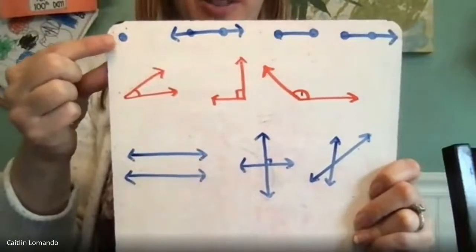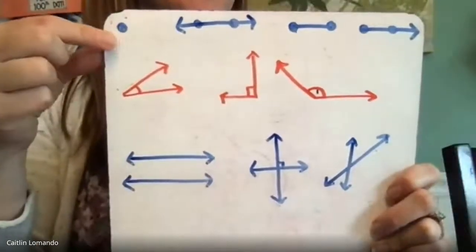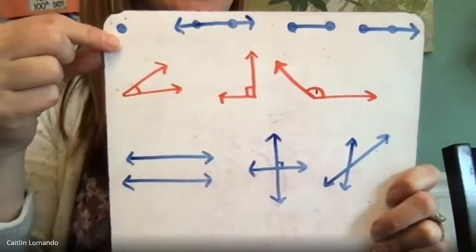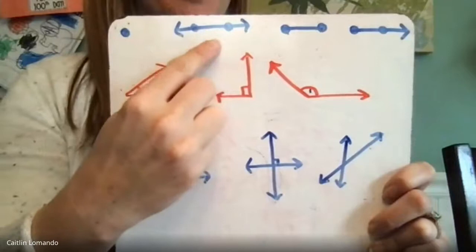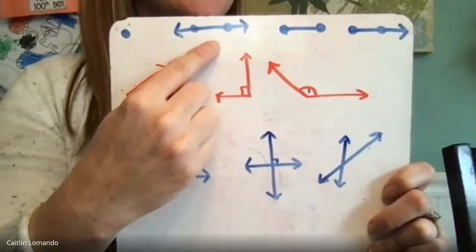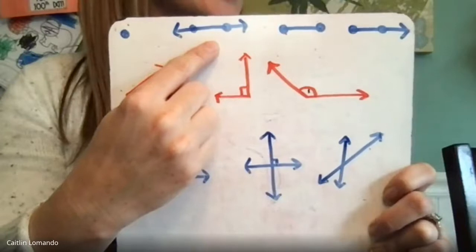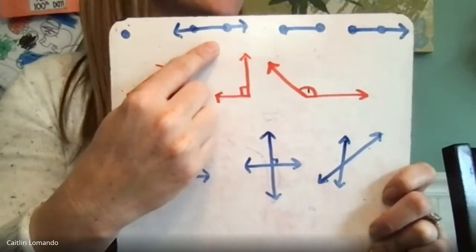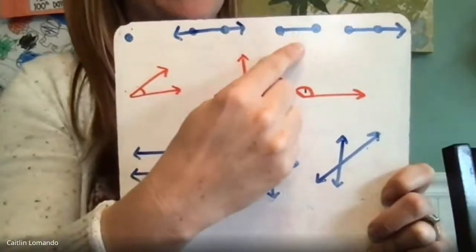Do you remember what this is called? Hint, it starts with a P. This is a point. Do you remember what this is called? Hint, it goes on forever and ever and never ends. This is a line.